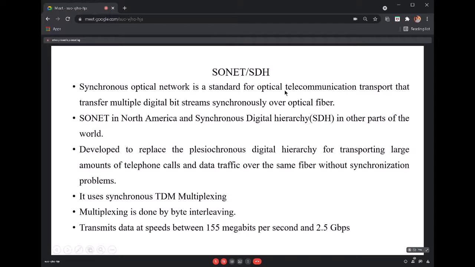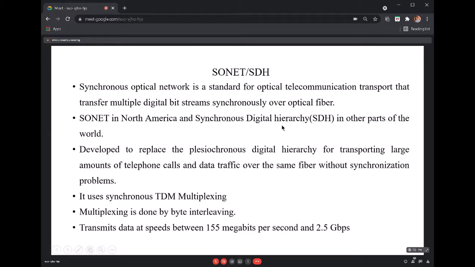This is basically a standard for optical telecommunication transport, which is going to transfer multiple digital bit streams synchronously over the optical fiber. Here we are going to discuss the concepts, its optical interfaces and all those things. This was developed in order to replace the Plesiochronous Digital Hierarchy. PDH, SDH and all these things, I think you have studied in telecommunication. This SONET is an advanced version of PDH.